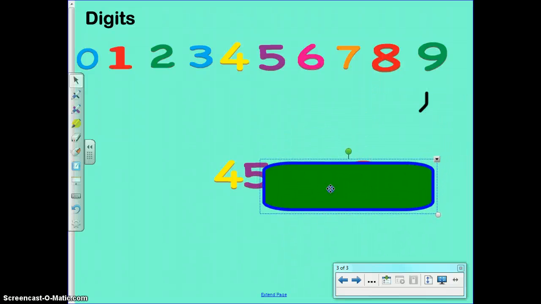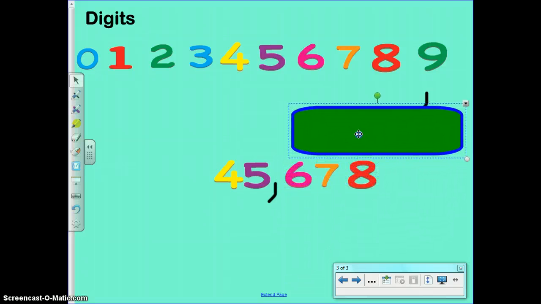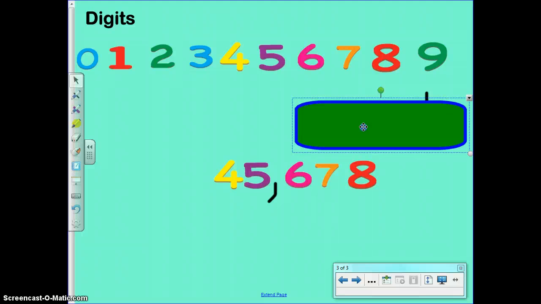So again, it looks like this. I cover it up. I look at the number. It looks like 45, so I say 45. I slide. I see my comma. 45,000. Then I just read the number as it is, 678. So it's 45,678. That comma can help us a lot, because when we see that comma, we know to say thousand.